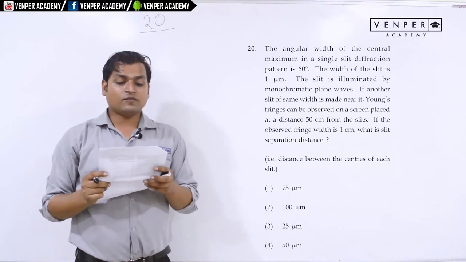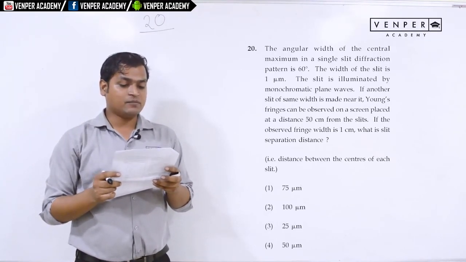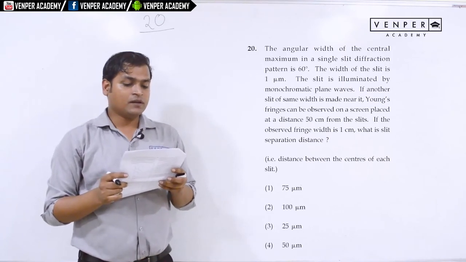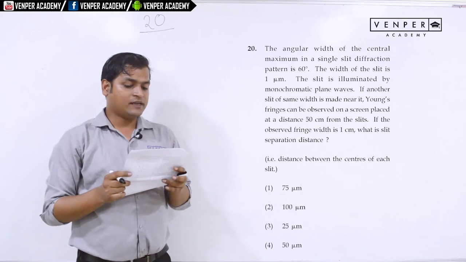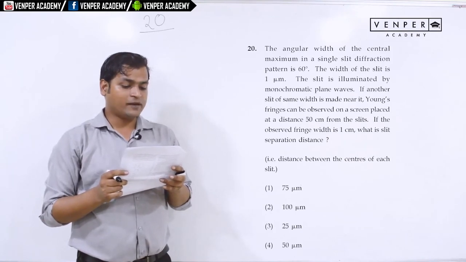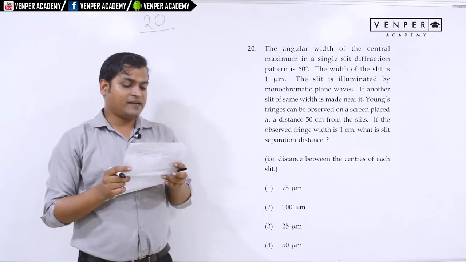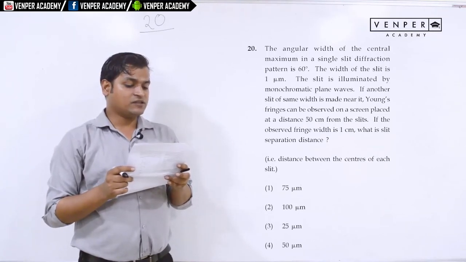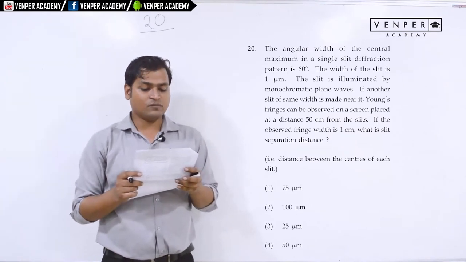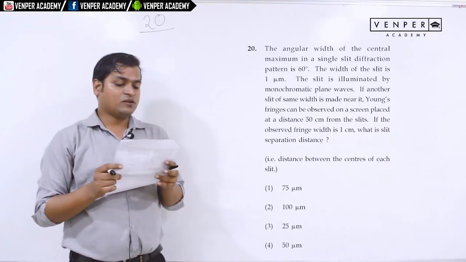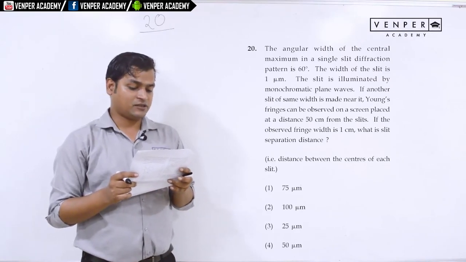The angular width of the central maximum in a single slit diffraction pattern is 60 degrees. The width of the slit is 1 micrometer. The slit is illuminated by monochromatic plane waves. If another slit of the same width is made near it, Young's fringes can be observed on a screen placed at a distance of 50 cm from the slits. If the observed fringe width is 1 cm, what is the slit separation distance?